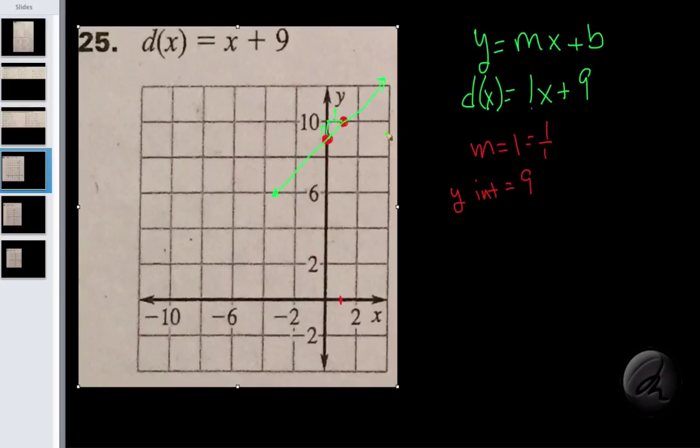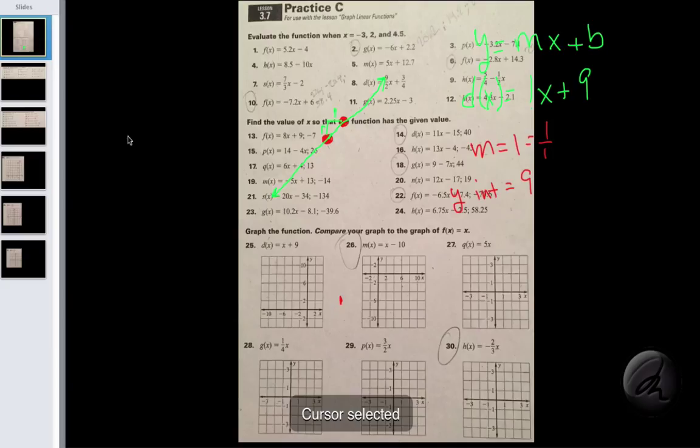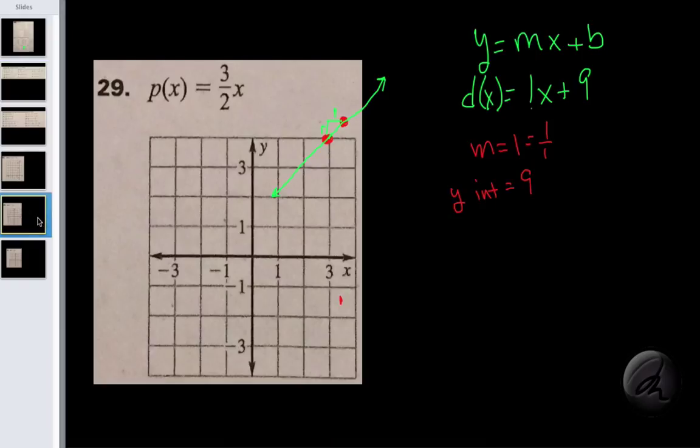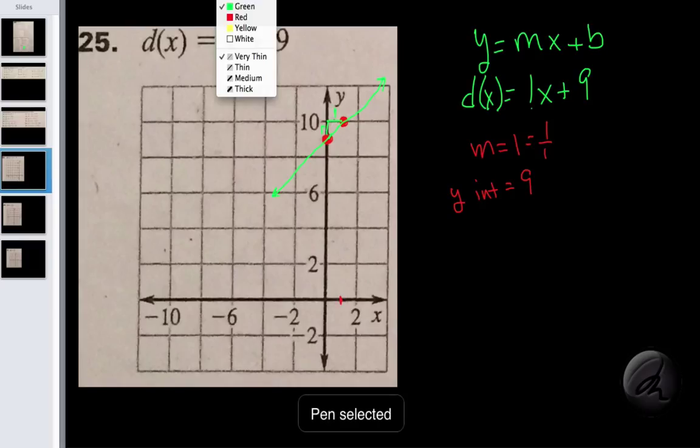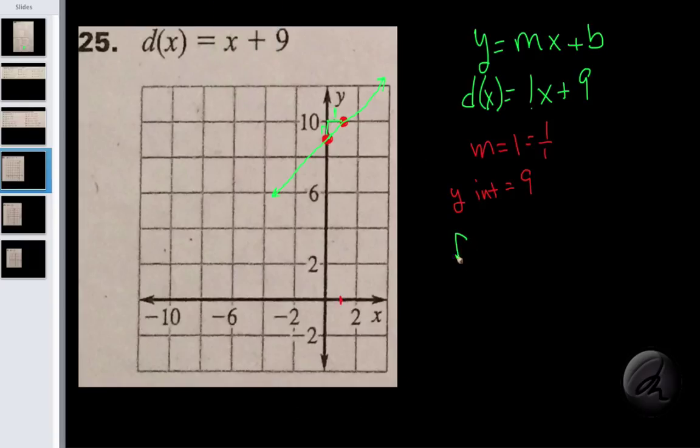I've graphed it. Now one of the things that it said on this worksheet was to compare your graph with the graph of f of x equals x. So let's go back to this point here. So it says compare the graph, compare this one with this, compare it with this equation.